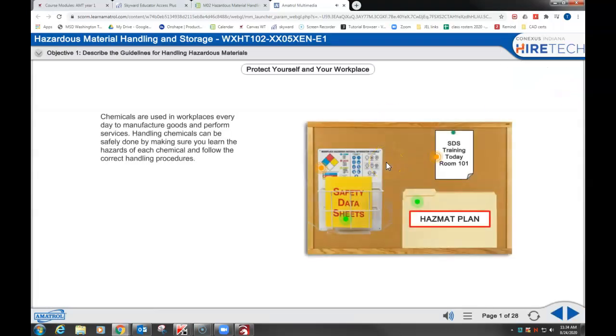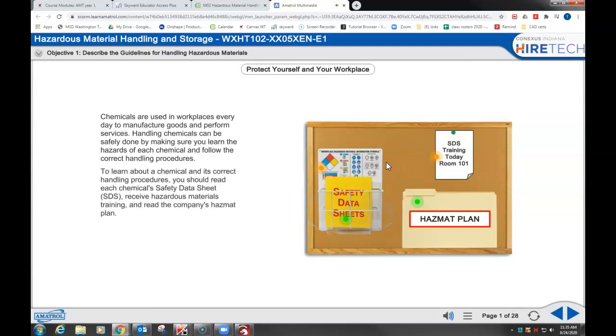Chemicals are used in workplaces every day to manufacture goods and perform services. Handling chemicals can be done safely by making sure you learn the hazards of each chemical and follow the correct handling procedures. To learn about a chemical and its correct handling procedures, you should read each chemical's Safety Data Sheet, or SDS, receive hazardous materials training, and read the company's hazmat plan. Other resources include the Department of Transportation, or DOT, Hazardous Material Table, and the GHS label.